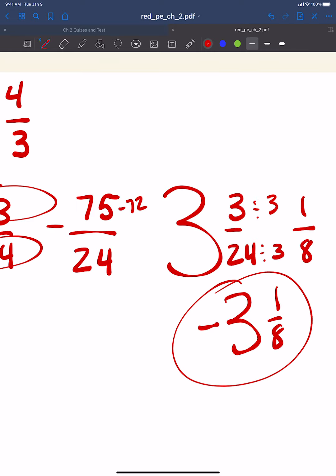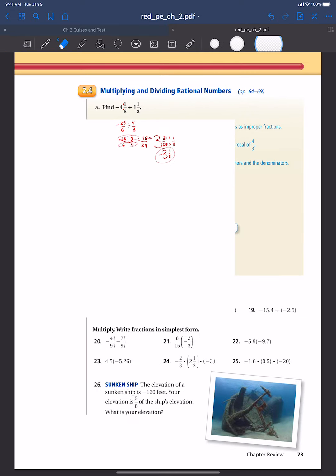You want? No. All right. That was dividing fractions. You ready to do another one? Yeah. Okay, let's multiply a fraction. I worked hard for you.